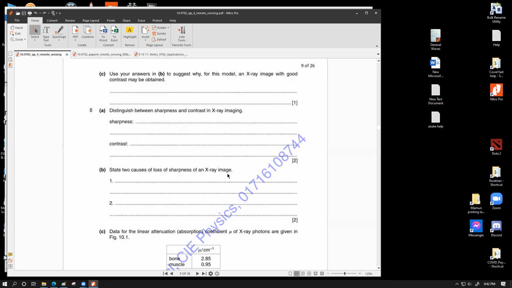Or in other terms, I can say the borderline of the organs or the borderline of the tissues, bone or muscle or fat, those borderlines should be easily detectable. They should not be gradually diminished. That's the meaning of sharpness.